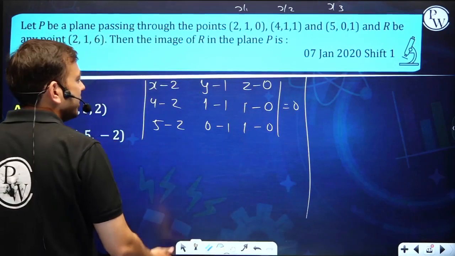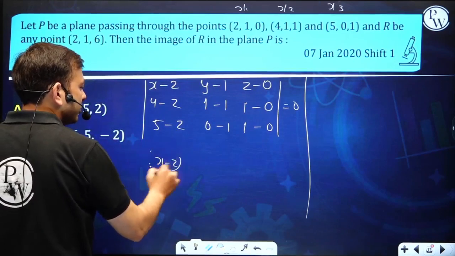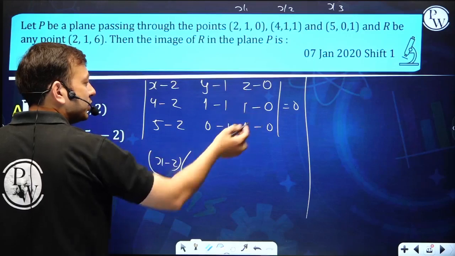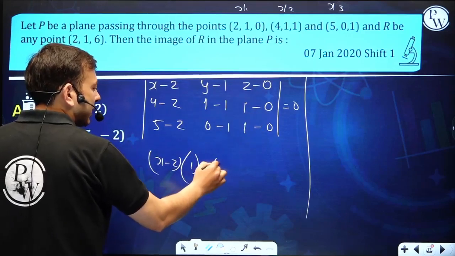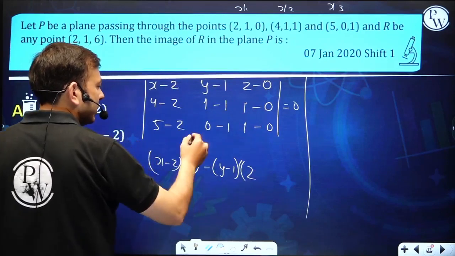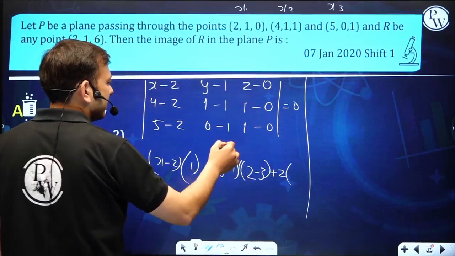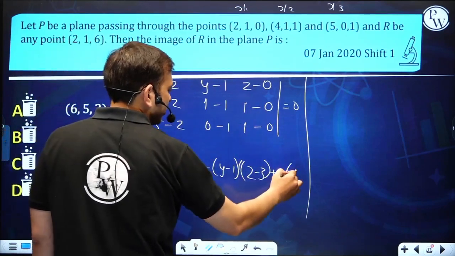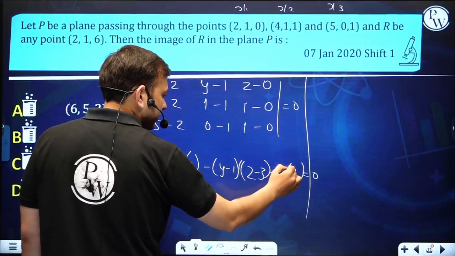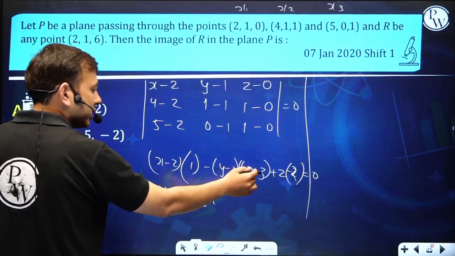Now I just need to solve this, sir. Nothing else. So x minus 2 into, 1 minus 1 is 0. And this is minus 1 into 1 plus 1. So plus 1 minus y minus 1. So 1 into 2 is 2. 3 into 1 is minus 3 plus z. So minus 1, minus 2, and then 0 equals 0. This is 2. Sir, x minus 2 minus y plus 1. Oh, sorry, 2 minus 3 is.